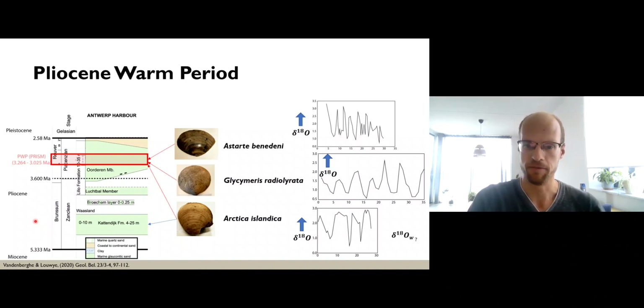And you see already that all these species of bivalves from this Pliocene warm period show these nice seasonal patterns, and we can now target the summer and winter parts of these records for clumped isotope analysis and get some very nice estimates of seasonality in the Pliocene warm period.